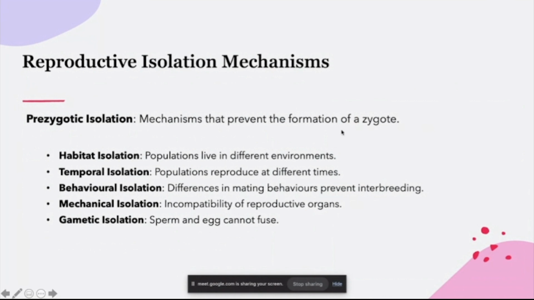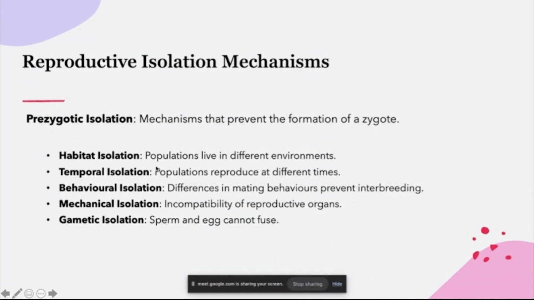So what will cause the zygote not to form at all? There could be habitat isolation, as these two populations may be living in completely different environments, and because of this, they won't see each other at all, so there won't be any chance of reproduction happening.